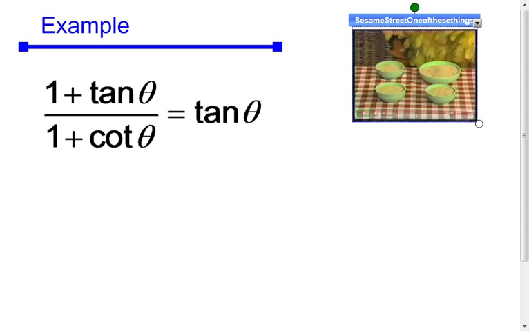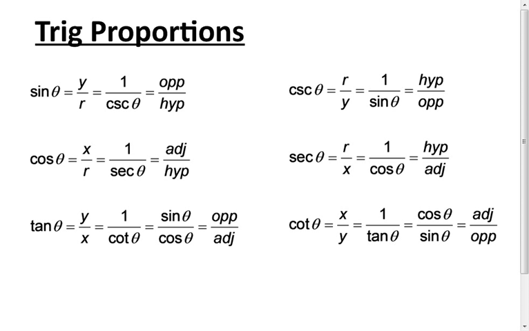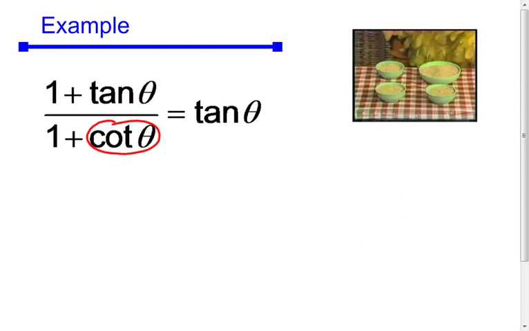What I'm looking at is the left side of the equation, realizing I have a tangent in there already, and I need to get to tangent on the right side of the equation. But then I also have this oddball right here. This cotangent to me is an oddball because everything else is in terms of tangent. So I'm thinking in my head, I wonder if I can get cotangent turned into tangent somehow. And if you look at your trig proportions, cotangent can be rewritten as 1 over tangent. Okay? So I'm going to change that.